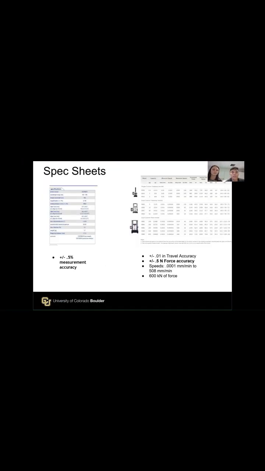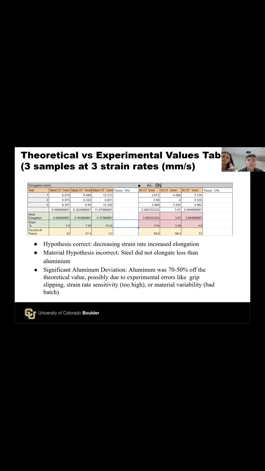In terms of our specifications, our $60,000 laser extensometer boasts a measurement accuracy of 0.5%. For our universal testing machine, our force accuracy is plus or minus 0.5 newtons, so both are very accurate. The table you see is just a summary of our 3 tests at 3 different strain rates for steel and aluminum. In terms of our elongation, our initial hypothesis was correct that decreasing strain rate increased elongation.